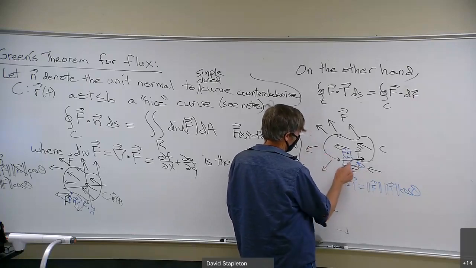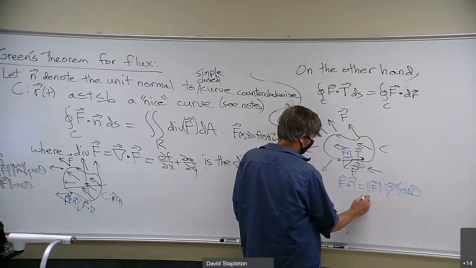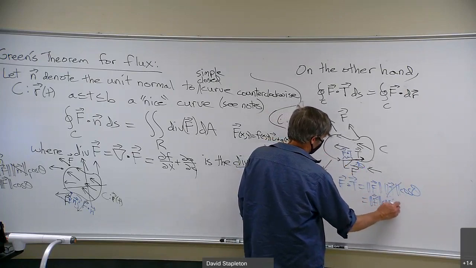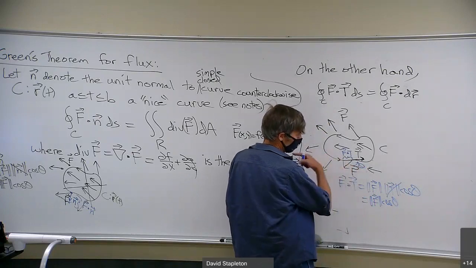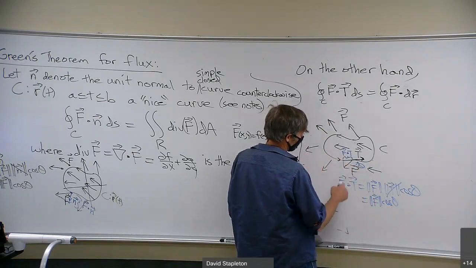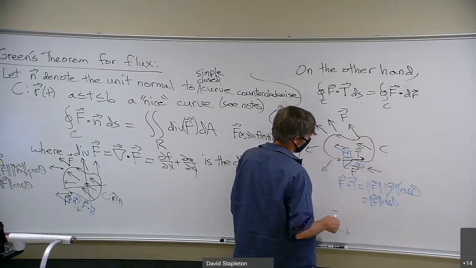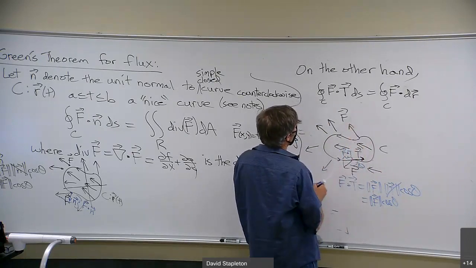And so this is actually negative in this case, since it's going against that. But T has length 1, so it's the length of F times the cosine of the angle between them, which is the component tangent to the curve instead of the component normal to the curve. So what you're evaluating here is called the circulation, because it's the tendency of F to push you along the curve. So this one is called circulation.